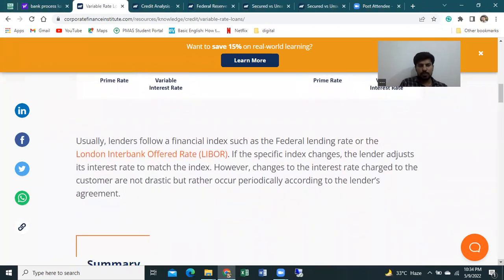Usually the lenders follow a national index such as the federal lending rate or the London Interbank Offered Rate. If the specific index changes, the lender adjusts the interest rate to match the index. However, the change in the interest rate charged to the customer does not occur instantly, but rather periodically according to the lender's agreement.